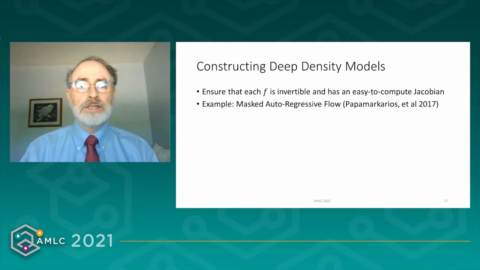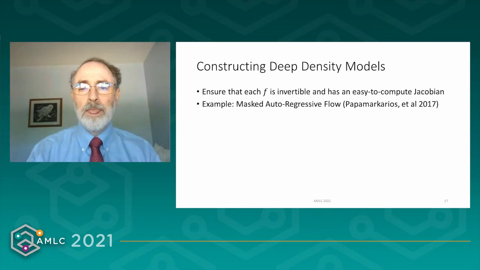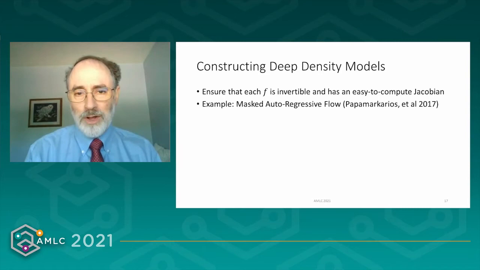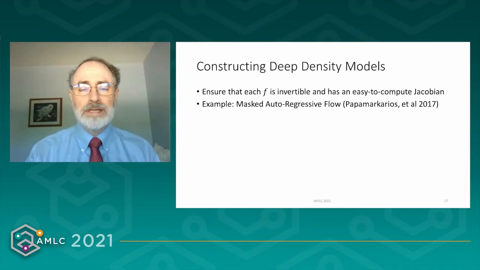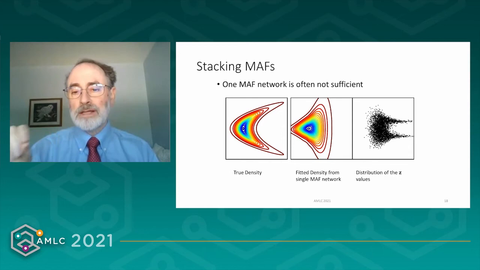Okay, so the main techniques that have been used for constructing deep density models are to ensure that each little f in that chain is invertible and has an easy to compute Jacobian. Just as an example, masked autoregressive flow, or MAF, by Papamakarios and colleagues that came out in 2017, uses basically an autoregressive function. If we're talking about images, it builds a function of the first pixel and then a function that predicts the second pixel given the first and the third pixel given the first and the second and so on. So a sort of triangular shape, which is what the masking refers to.